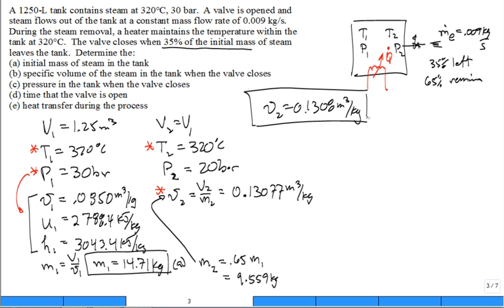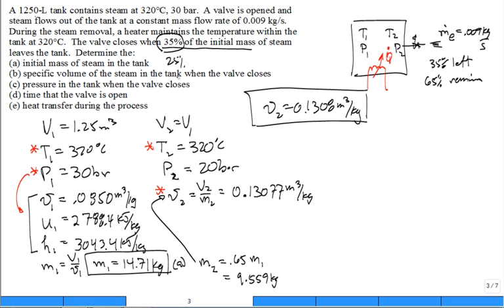So you avoided the interpolation. Otherwise, we have nasty interpolation. But in general, we could have said, let's say if it wasn't 35%, let's say it was 25% of the initial mass leaves the tank. What do you think the pressure is going to be? As low as 20 bar? Lower than 20 bar? Or between 20 and 30 bar?